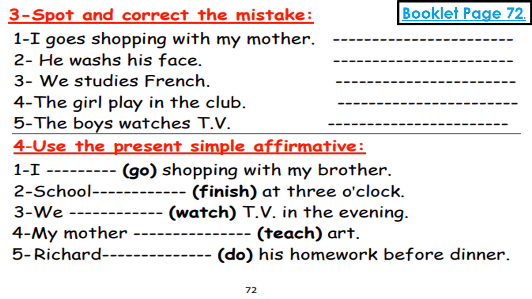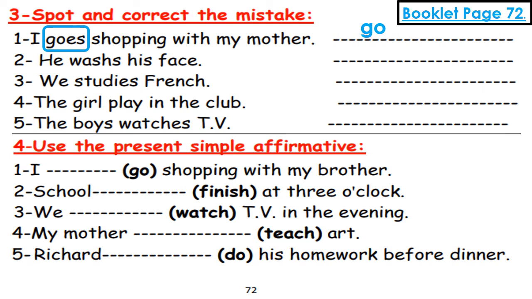Shall I put es with the verb beside the subject I? No. So the wrong will be in the verb goes. What is the correct form for this verb? Go. The correct form is go. Number 2, he washes his face.